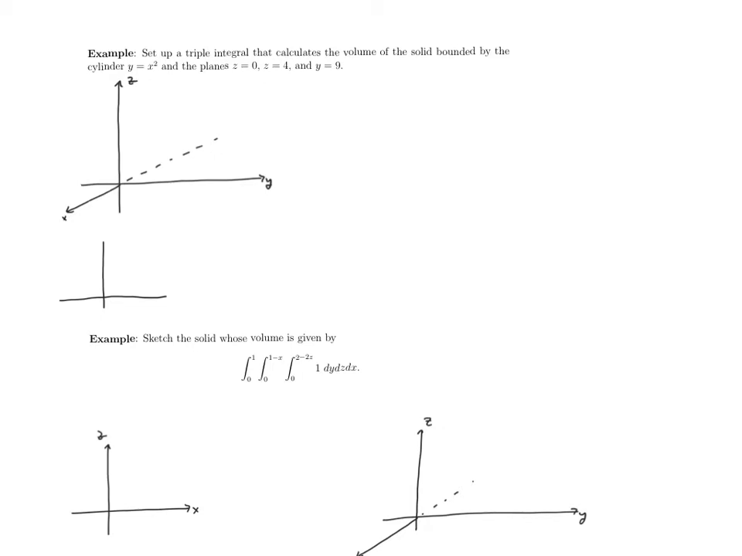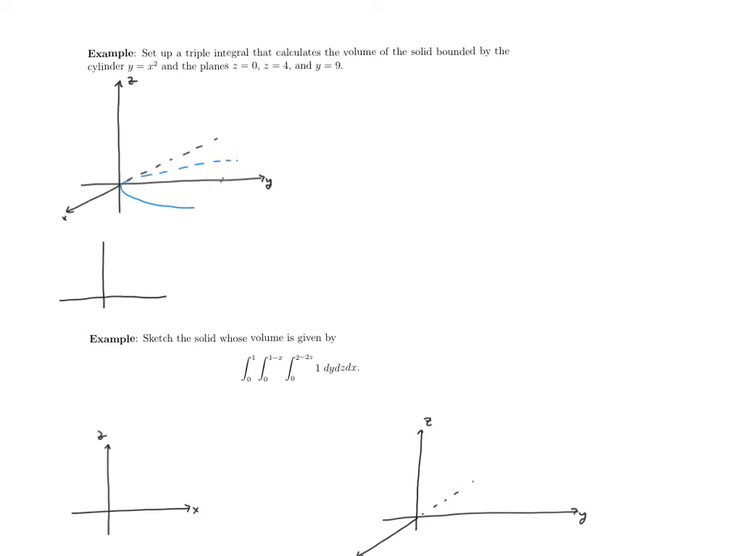When I go to sketch this cylinder, I pick the simplest trace to work in. That would be the z equals 0, i.e. the xy plane. So in the xy plane, we simply have this parabola, y equals x squared. Now note this parabola opens up indefinitely along that positive y-axis, but it's capped off on the right by a value of y equals 9.